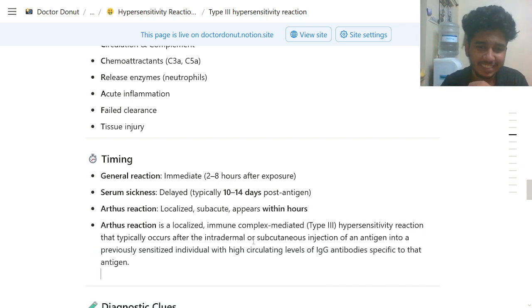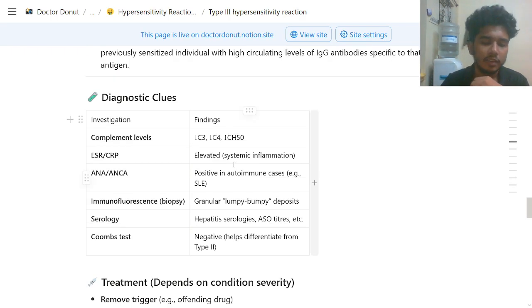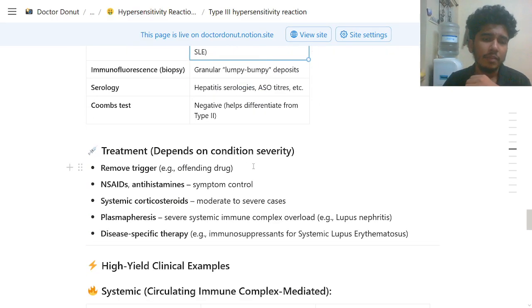I'm here. So what happens is that it happens after intradermal or subcutaneous injection of antigen into a previously sensitized person, with high circulating levels of IgG specific to that antigen. It still doesn't make sense in my head, so I'm just gonna re-look at it. The thing is, the person should have been previously sensitized, right? So, for example, it has happened a couple of times already that the antigen has been given to the person.